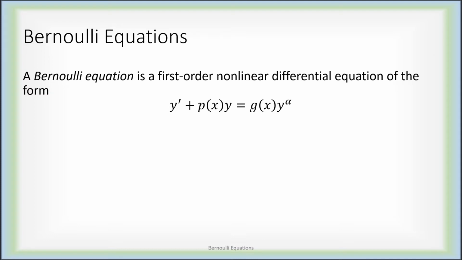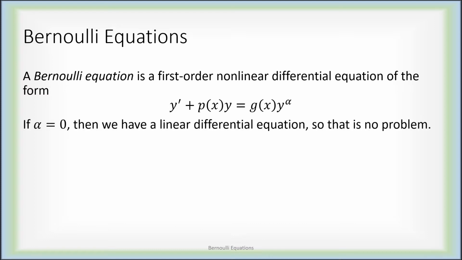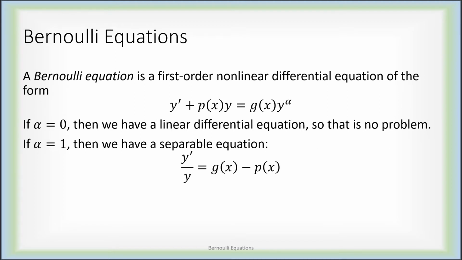So on the right, we have this power of y, which hasn't shown up before, and that's what makes it a nonlinear differential equation. If alpha happened to be 0, if we just had y to the 0 on the other side, we would just have a linear differential equation, y prime plus p of x y equals g of x. y to the 0 would be replaced with 1, that wouldn't be a problem. Also, if alpha is 1, we would have a separable equation.